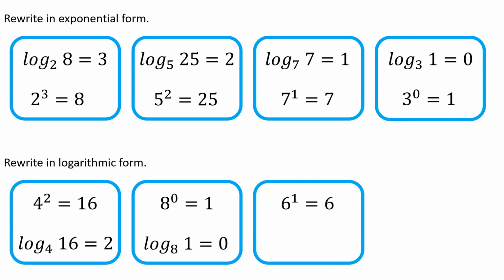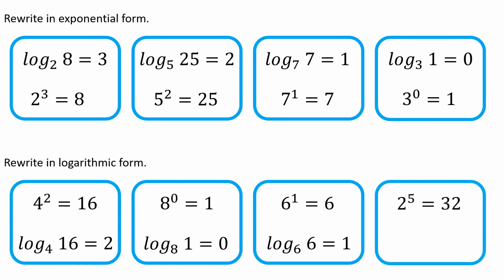6 to the first power equals 6. Okay, the base is 6. So log base 6 of 6 is 1. There we go. One more example is going to fit on this line. 2 to the 5th power is 32. Okay, the base is 2, so it's going to be log base 2 of 32 is 5. In other words, if I'm looking at the number 32 and I know I'm in base 2, what on earth was the exponent? Oh, the exponent was 5.